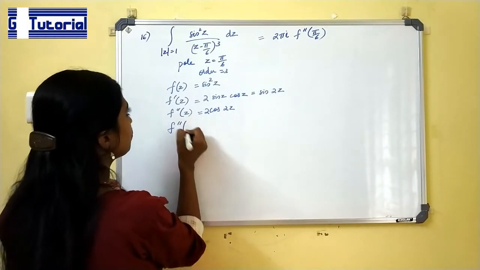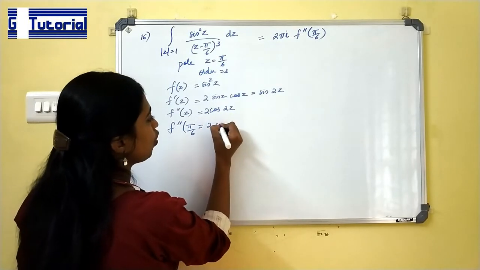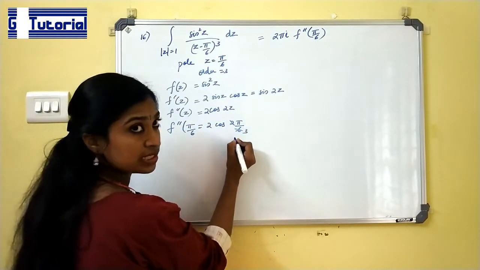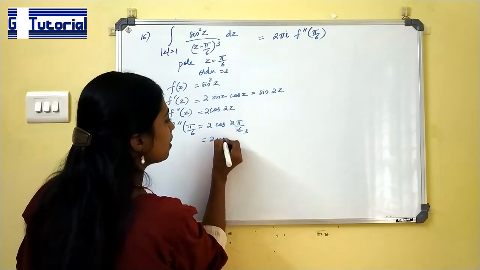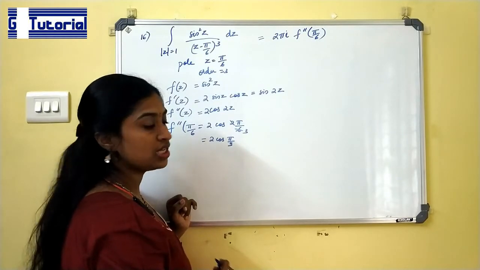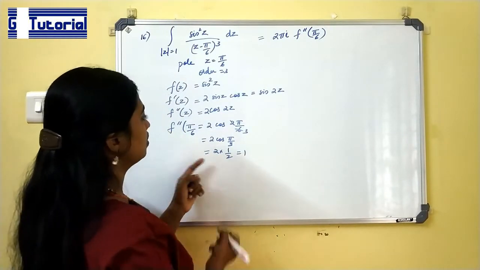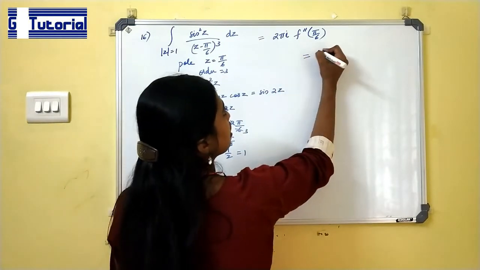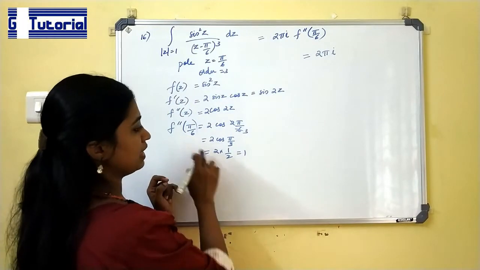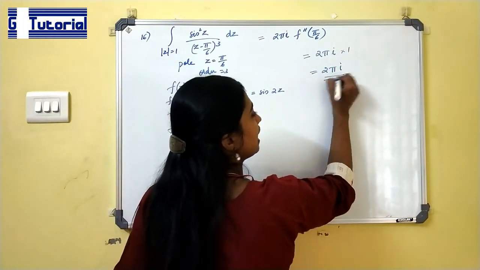We have to find f double dash at the pole pi by 6. 2 into cos of 2 into pi by 6. 2 and 6 get cancelled, so 2 cos pi by 3. Pi by 3 is 60 degrees, and cos 60 is 1 by 2. So 2 into 1 by 2 is 1. And our required answer is 2 pi i into f double dash of pi by 6, which is equal to 1. So 2 pi i is the required answer.